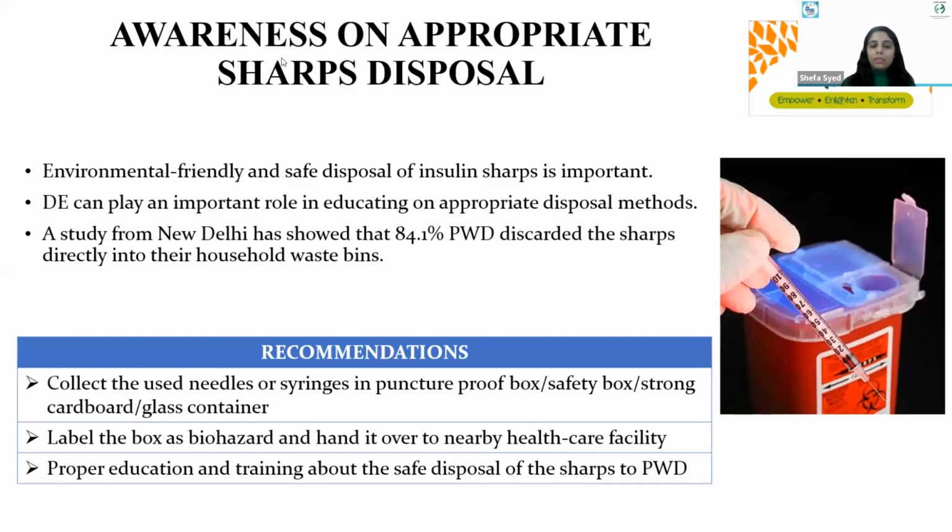Okay, so all the people with diabetes are advised to collect all the needles and syringes in a puncture-proof box or a safety box, or a box with strong cardboard, basically just to keep the sharps safe. Label the box as biohazard and hand it over to a nearby healthcare facility. So diabetes educators need to properly educate all individuals with diabetes about this safe disposal of sharps.